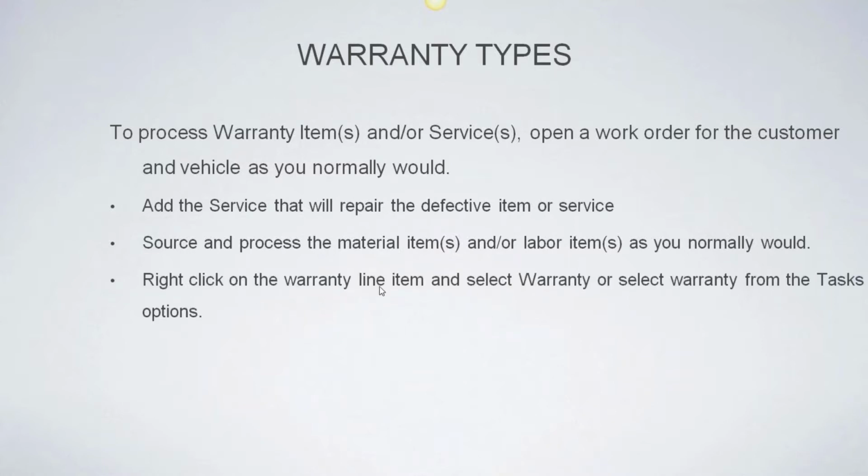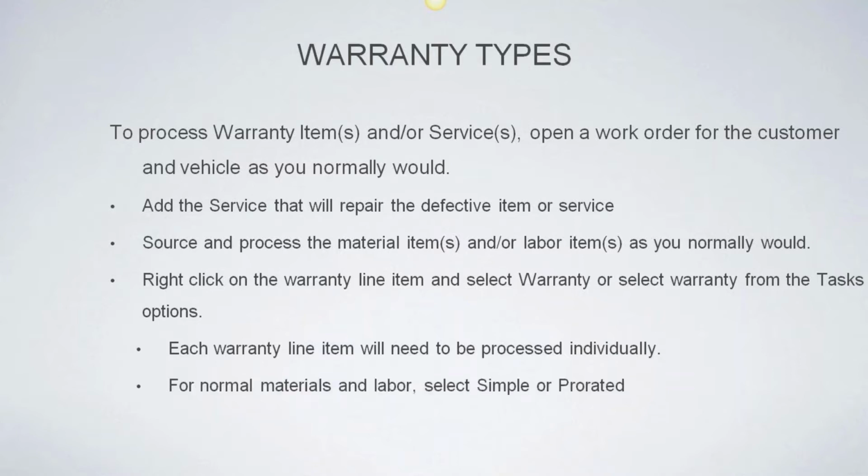Right-click on the warranty line to select warranty from the tasks option. So it's a right-click, select warranty for any items that are going to be warrantied. Each warranty line item will need to be processed individually.